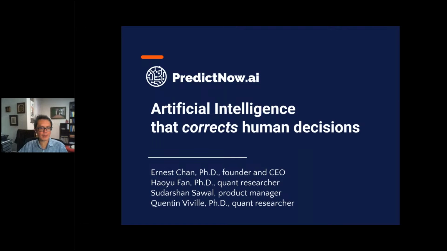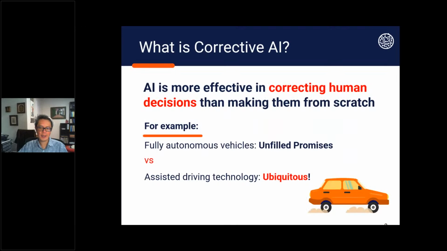So as the title suggests, corrective AI is AI that improves and corrects human decisions or decisions made by simple quantitative systems. The reason we coined this term is that we believe that AI is more effective in correcting decisions than in making them from scratch.